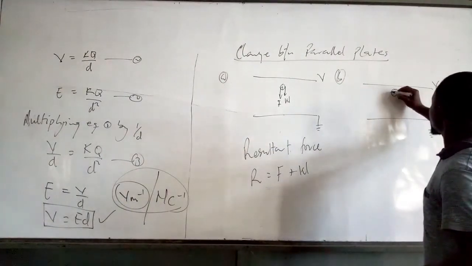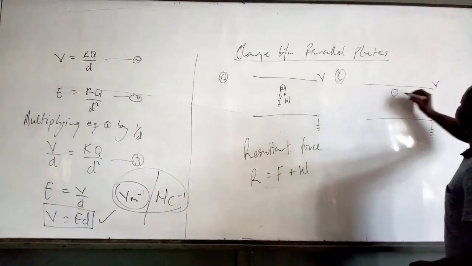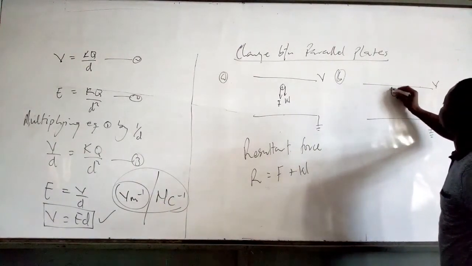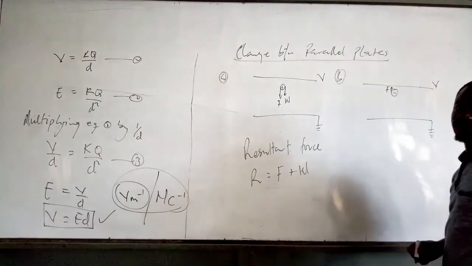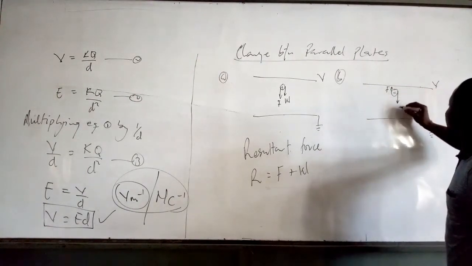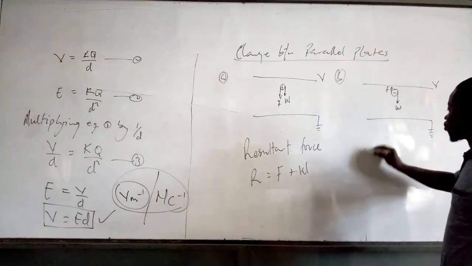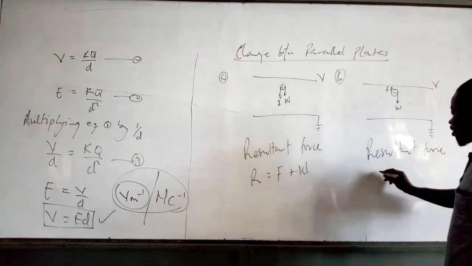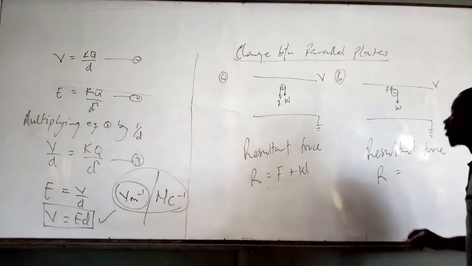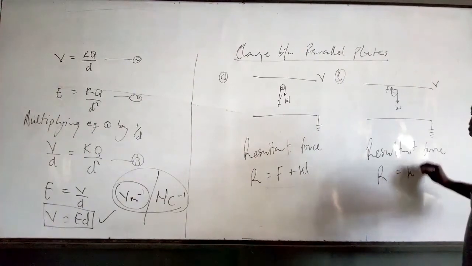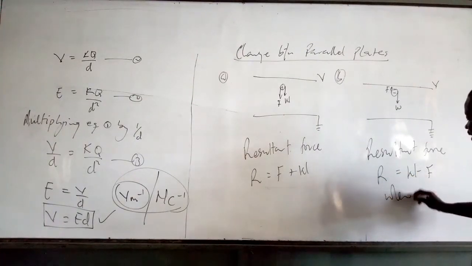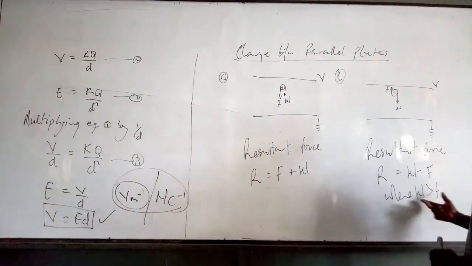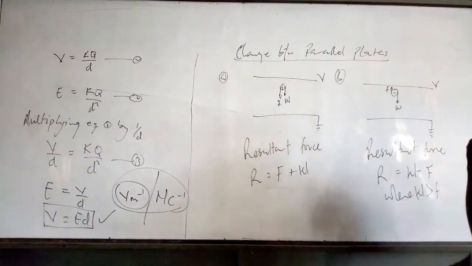Good. So because the plate is positive and the charge is negative, there will be an electrostatic force acting upward like this. And there is the weight which is acting downward like this. So the resultant force R is given by W minus F, where W is bigger than F, all right? So we subtract the smaller force from the bigger force to get the resultant force on the charge.